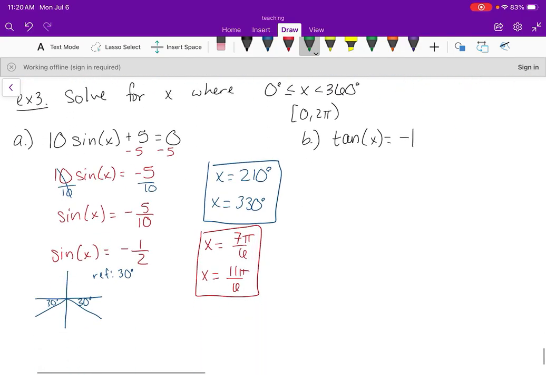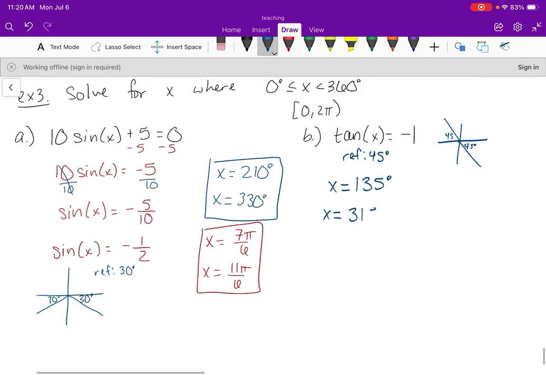So tangent equals 1 at reference of 45 degrees. It's negative in quadrants 2 and 4. My answer in quadrant 2 would be 180 minus 45, which is 135. My answer in quadrant 4 would be 360 minus 45, which is 315. And you don't have to do any kind of plus anything because we just wanted answers within 0 to 360.